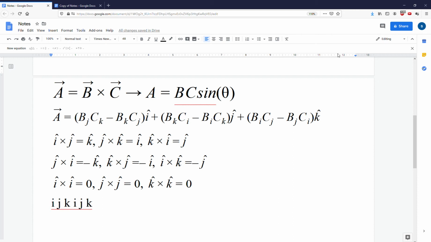This means that if these two vectors are parallel, that means they're pointed in the same direction, which means the angle between them is 0. The dot product will be the product of their magnitudes. But the cross product will be 0 because sine of 0 is 0. On the other hand, if B and C are perpendicular to each other, that means that theta is 90 degrees. Their dot product will be 0, but the cross product will have a magnitude equal to the product of their magnitudes.